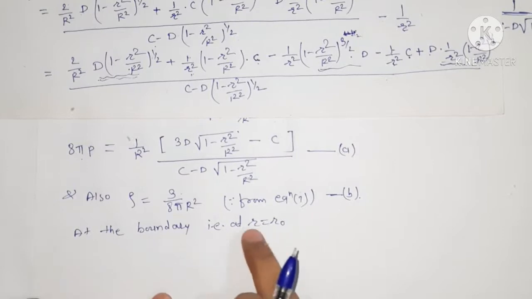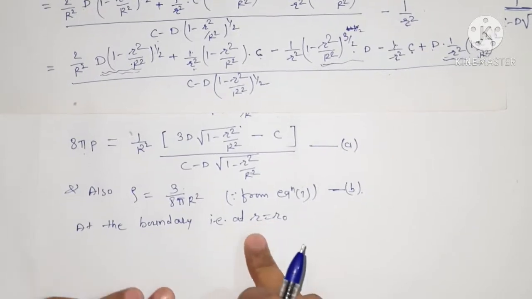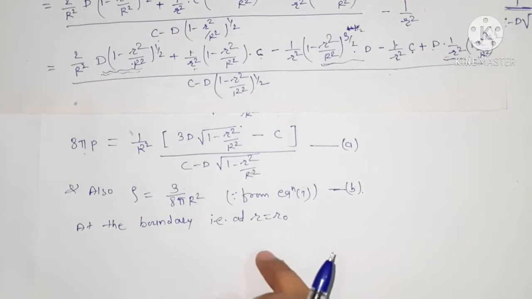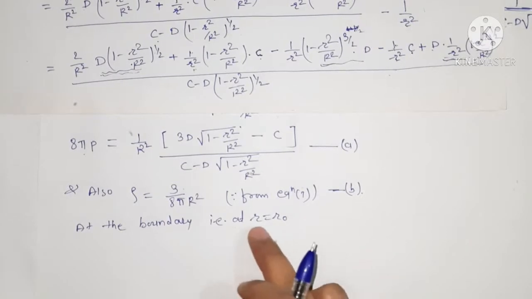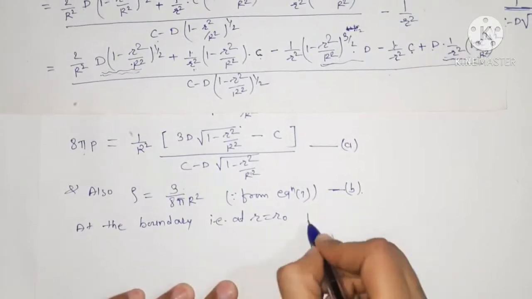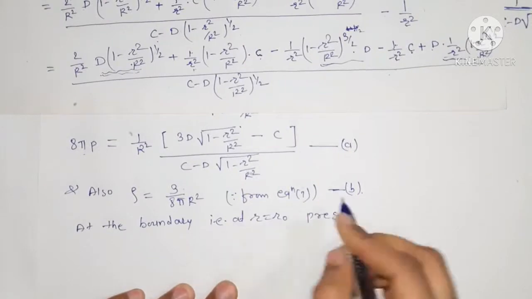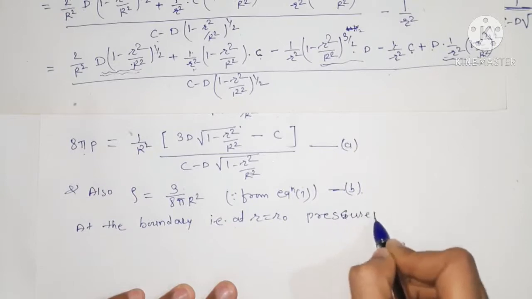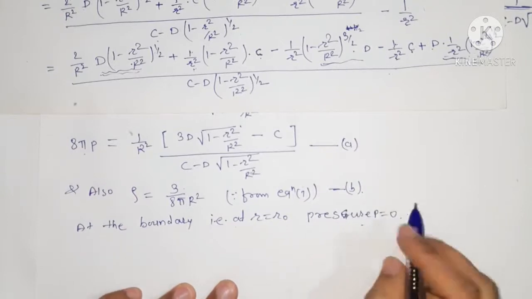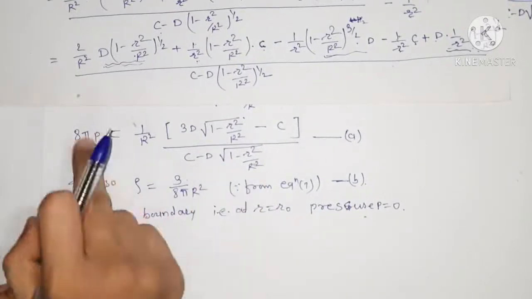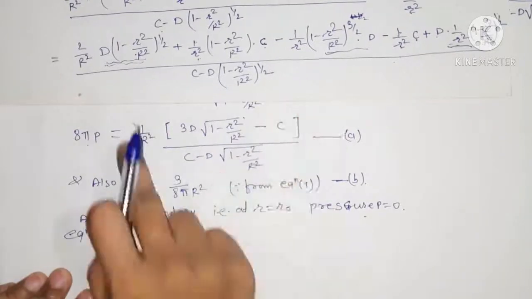At the boundary of the spherical ball, we have the gravitational field equation given by the Schwarzschild exterior solution. So for this we take r equals r0, and at the boundary the pressure P is equal to 0. At r equals r0, pressure P equals 0. Then equation A implies that this term is equal to 0.